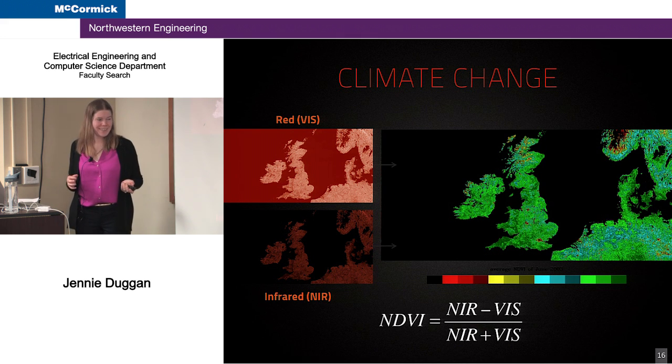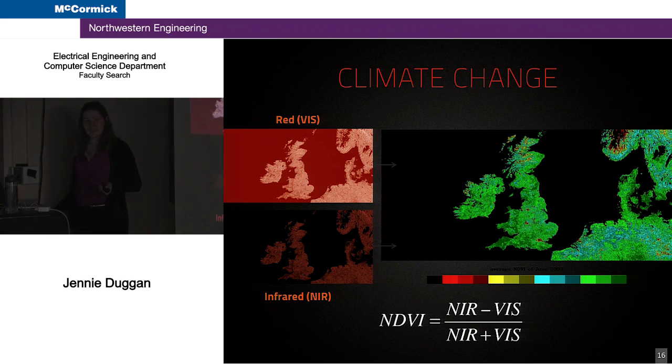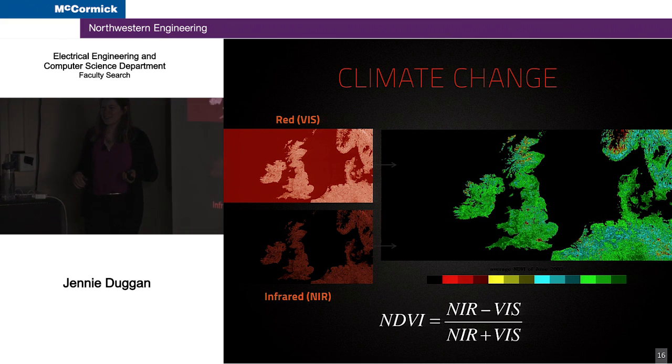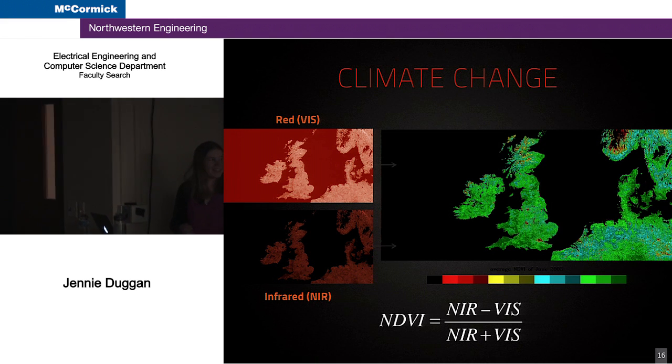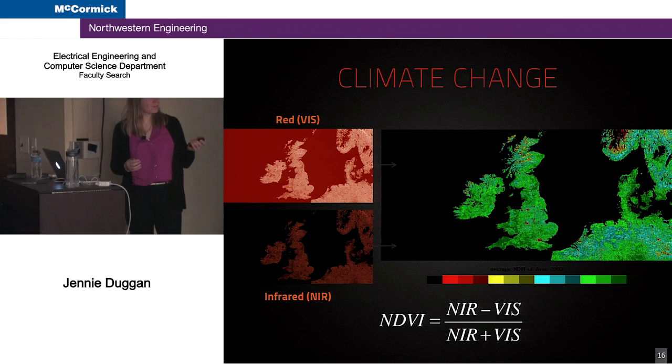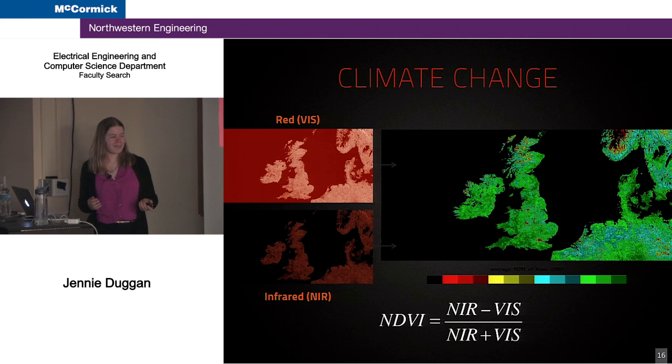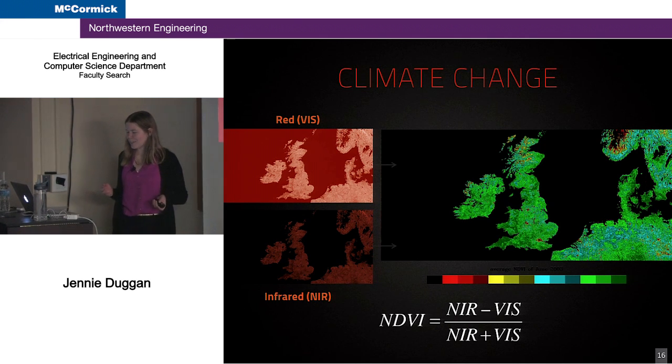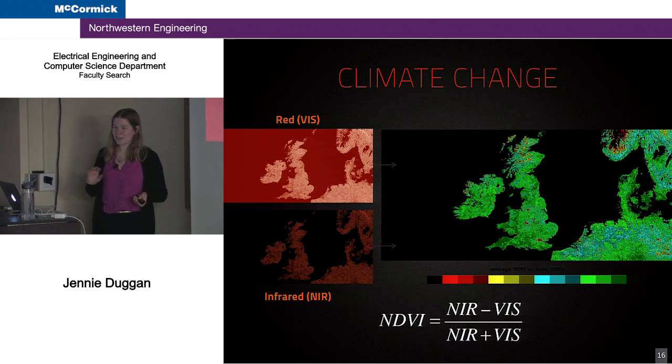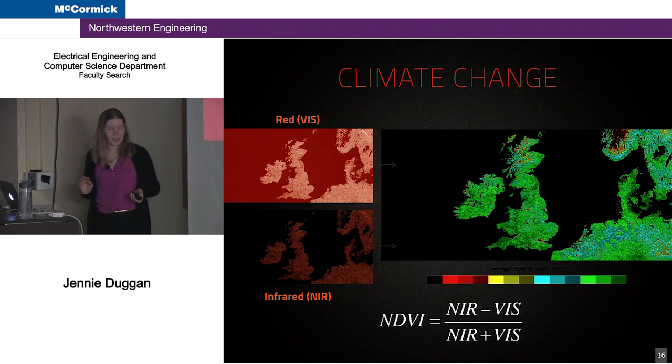Oh, we can't see infrared, so it should be... yeah, there you go. So you can see that we take these two images, we superimpose them one on the other, and we calculate this difference divided by the sum. By doing so, we get an estimate of the vegetation levels for a given location.